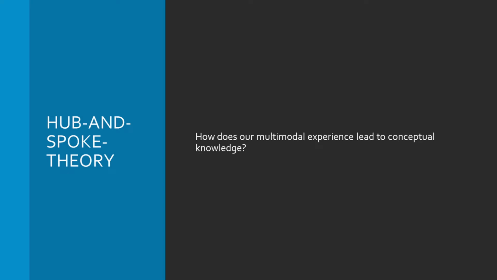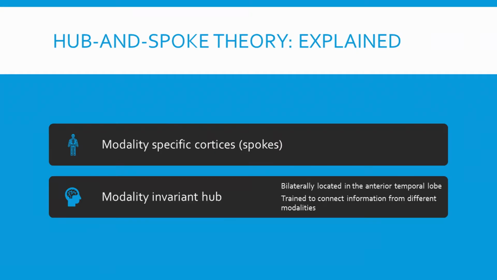About a decade ago, the authors already proposed a theory which was called the hub-and-spoke theory of semantic representation. This explains how the statistical nature of our multimodal experience leads to forming conceptual knowledge. The theory assumes that multimodal experiences are encoded in modality-specific cortices, which are also being referred to as spokes. And these are located throughout the brain.